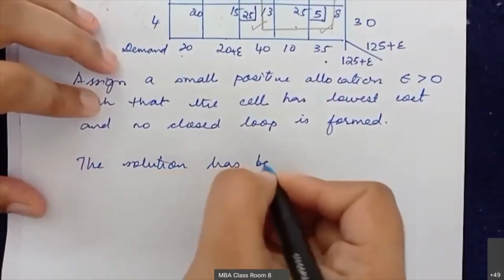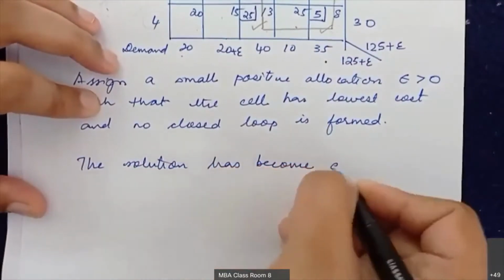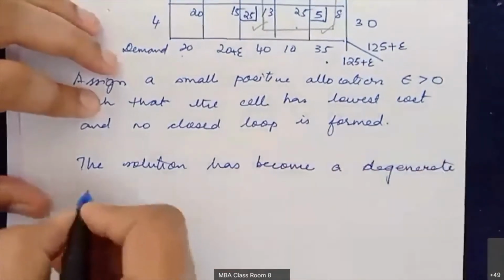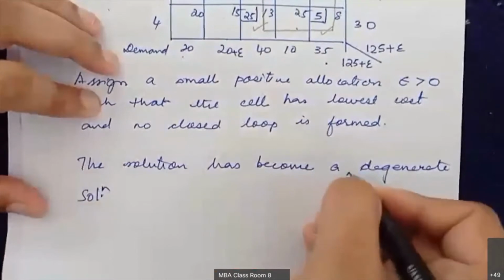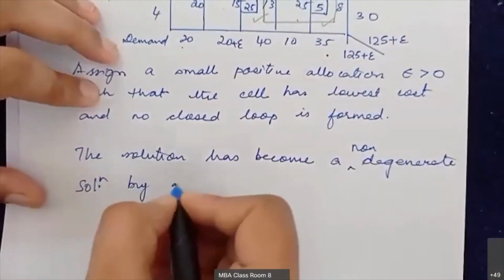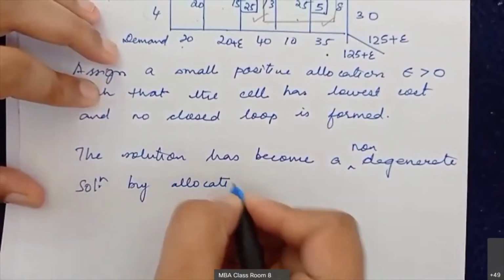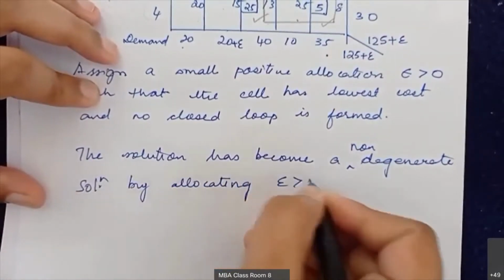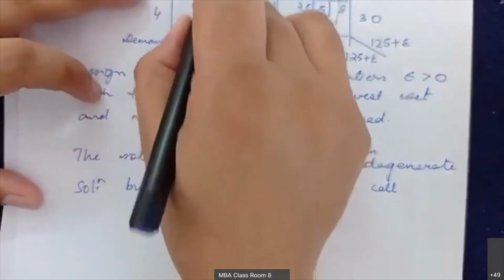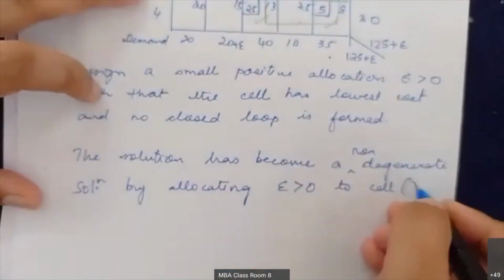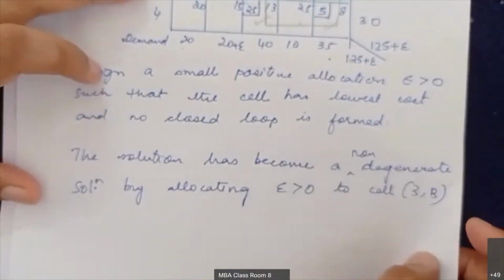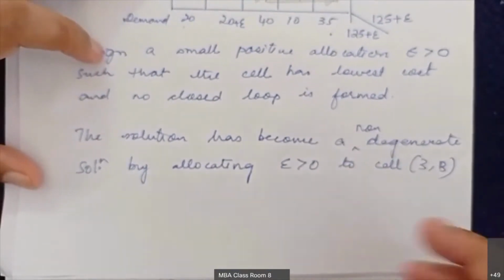So now the solution has become non-degenerate, okay? Non-degenerate solution by allocating epsilon greater than 0 to cell. Which cell did we allocate? It is 3B, okay? To 3B. Okay, now what we need to do is we need to apply the MODI method.